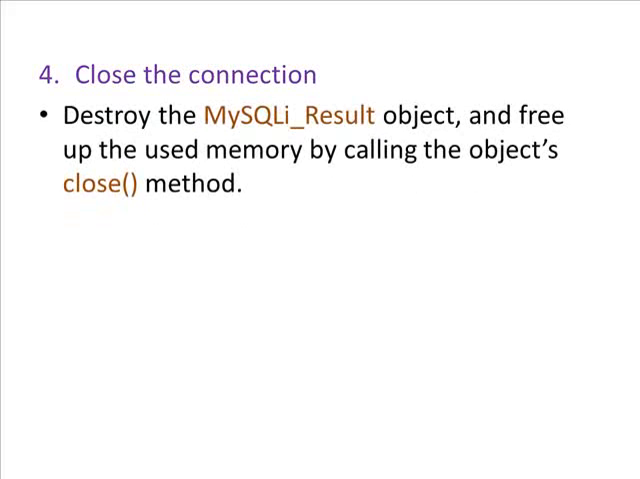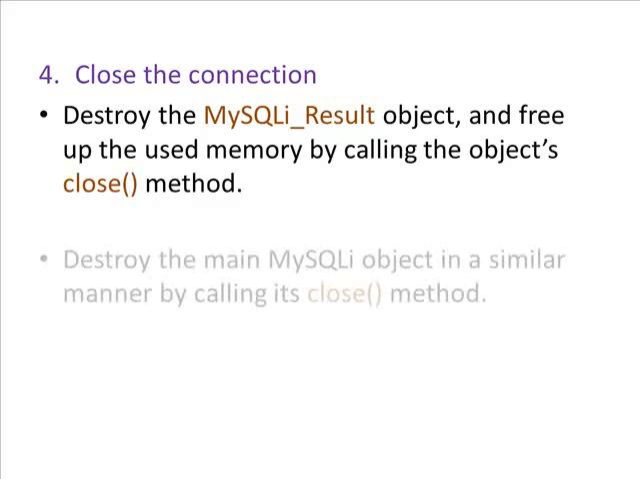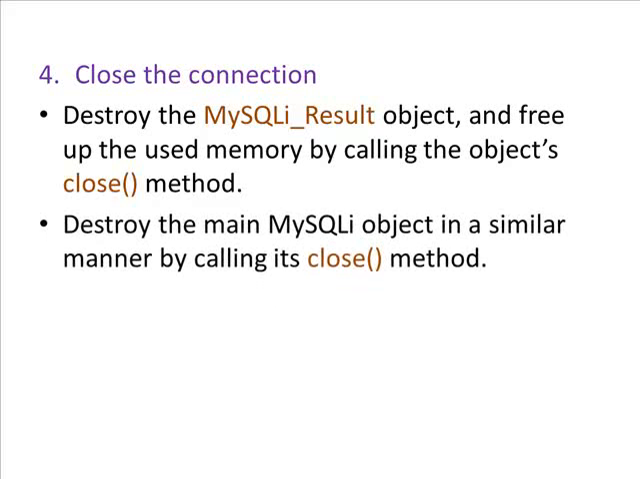Close the connection. Each result set returned after a query occupies some amount of memory. Thus, once the result has been processed, it's a good idea to destroy the MySQLi result object and free up the used memory by calling the object's close method. And once you complete working with the database, it's also a good idea to destroy the main MySQLi object in a similar manner by calling its close method.